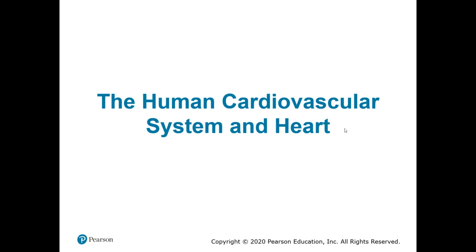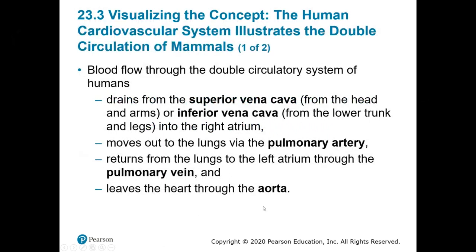All right, so we're going to look at the human cardiovascular system and the heart. Again, we have a 4-chambered heart, and again, we have kind of the most efficient heart there is as far as organisms go. So blood flows through the double circulatory system of humans. Blood comes in through the superior or the inferior vena cava. The superior is going to drain down from the top of the body. The inferior is going to bring the blood from the bottom of the body. All right, and then these are going to go into the right atria, and then that's going to move out of the pulmonary artery, and then that's going to return through the pulmonary vein, and then it leaves through the aorta to go to the systemic circuit.